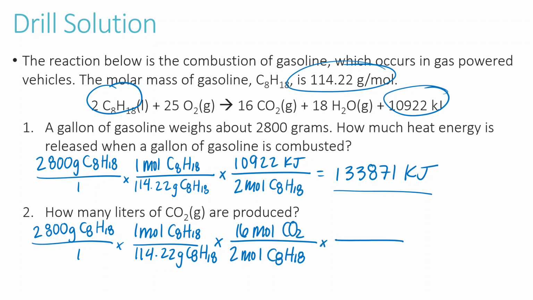And then lastly, we don't want our answer in moles, we want it in liters. So 1 mole of any gas is 22.4 liters. So this gives us a volume, I'm going to round to the ones place, of 4,393 liters, and that's per gallon of gasoline.